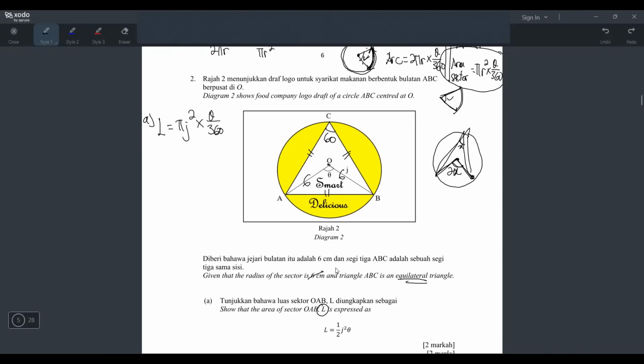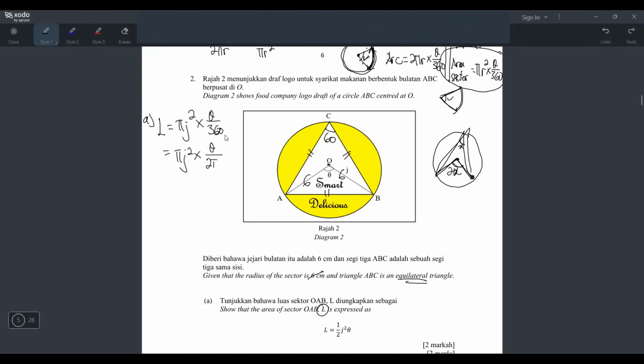Well, this formula you use when the theta is in radian. This formula you use when the theta is in degree. So how do we change theta? How do we change degree to radian? The pi j squared, I will write the same, and the theta also I write the same. But the 360, I will change to radian. And 360 in radian is 2 pi.